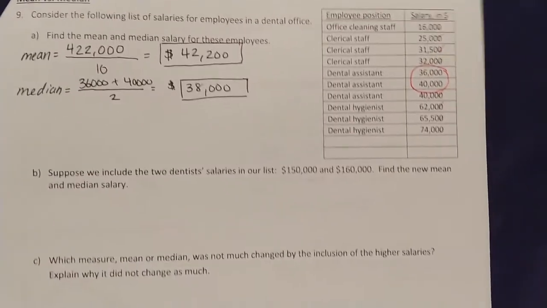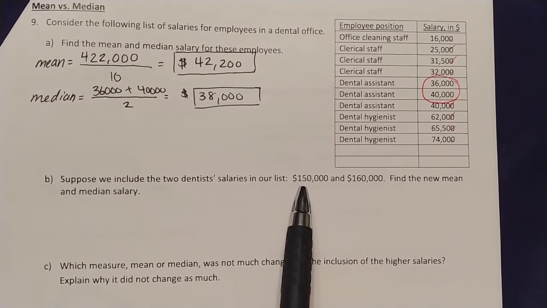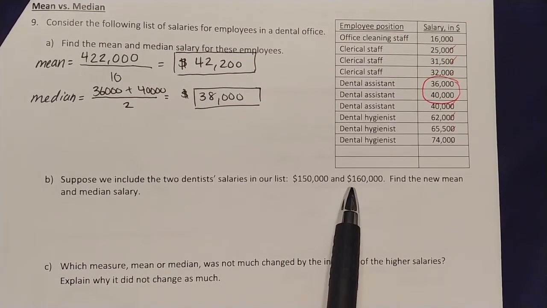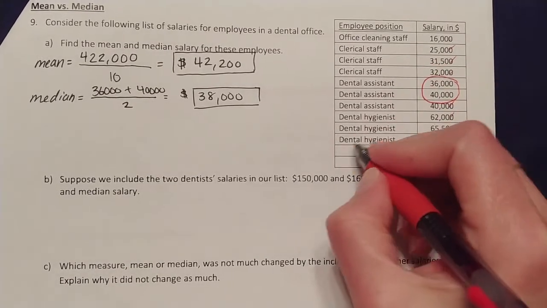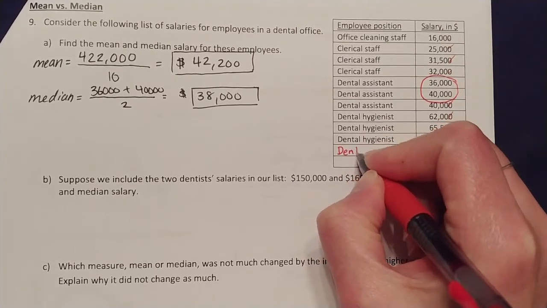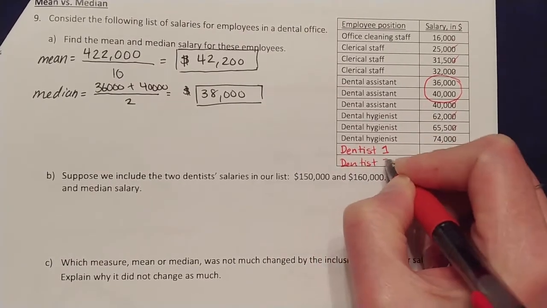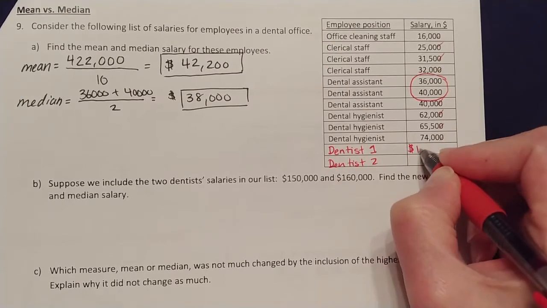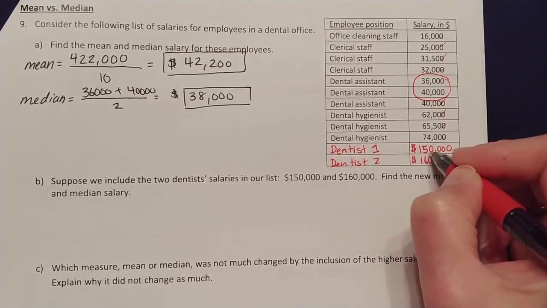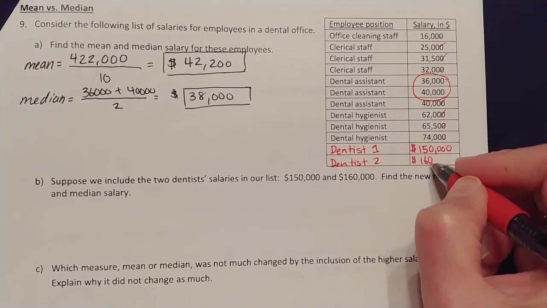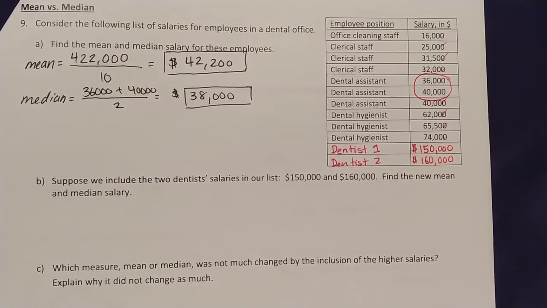Now look at B. It says, suppose that we include two dentist salaries in our list of $150,000 and $160,000. Find the new mean and median salary. Okay, so here these are dentist salaries. So this is going to be dentist 1, and then dentist 2. So dentist 1 is going to get $150,000, and then dentist 2 will get $160,000. Okay. So now let's find the new mean and median.